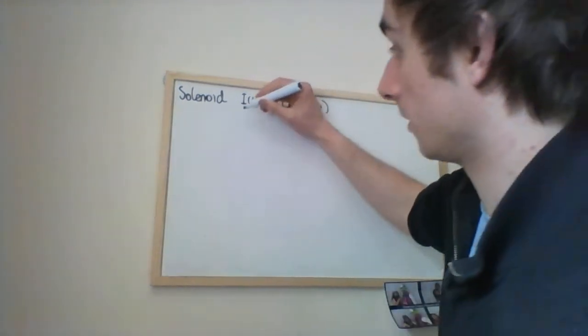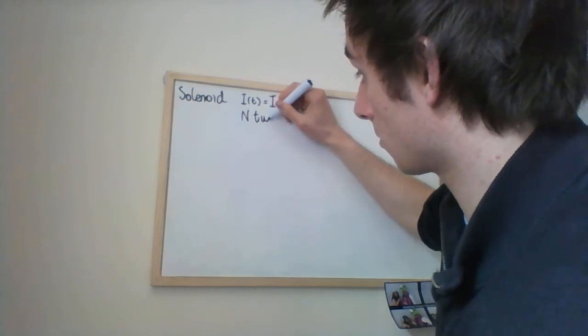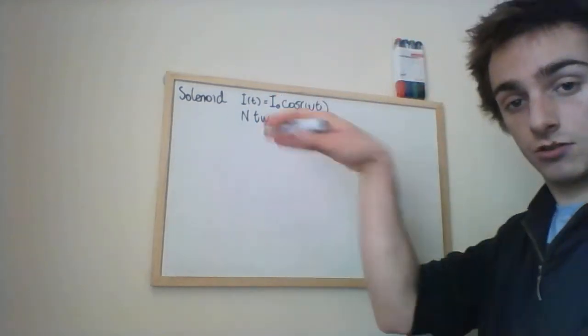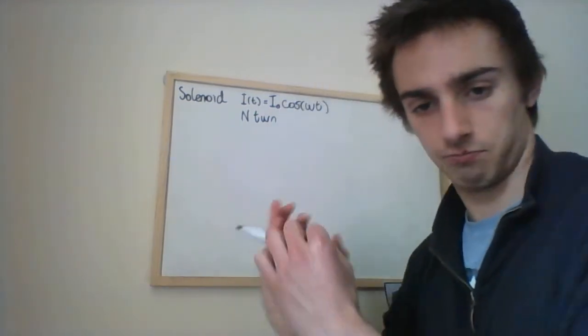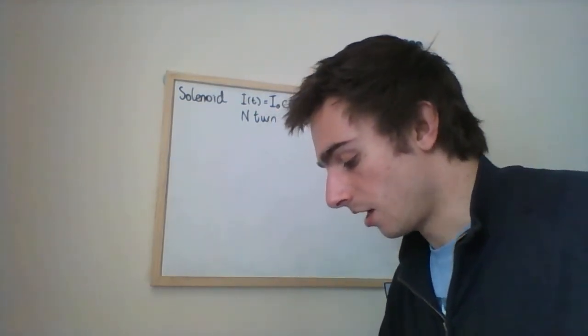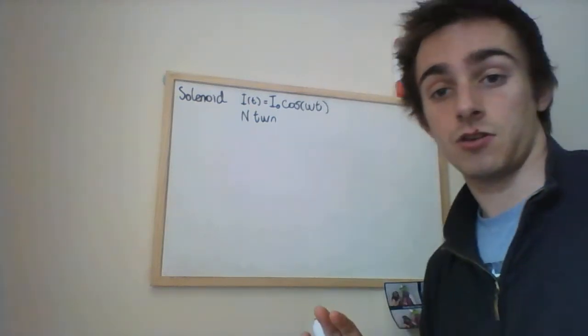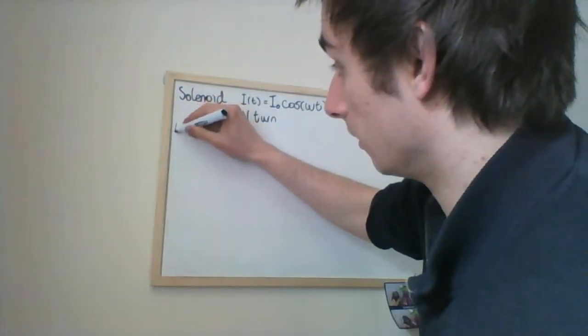And we know the solenoid has n turns in it. So a solenoid is just a big coil of wires. The more turns, the stronger the magnet is. And then inside this solenoid, we're going to insert a loop of wire.